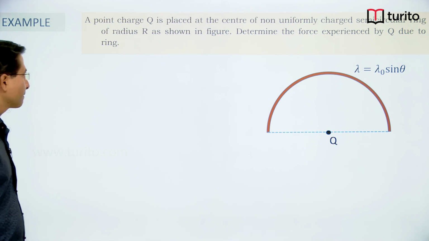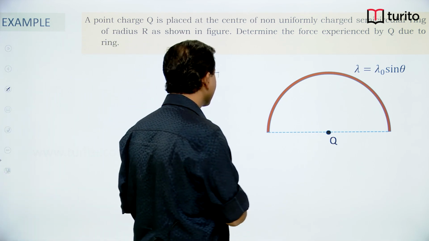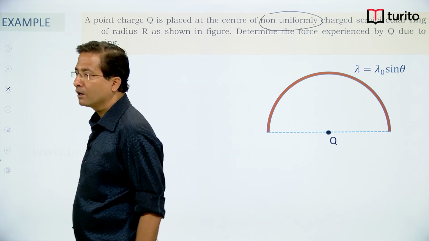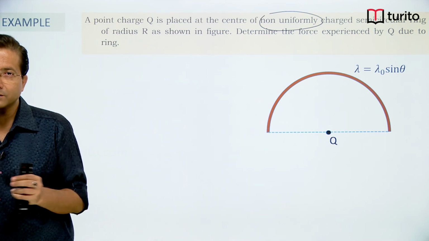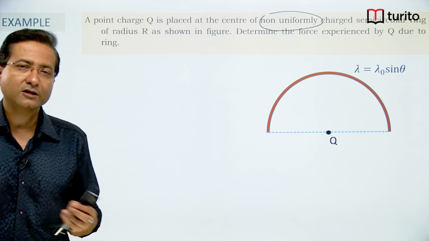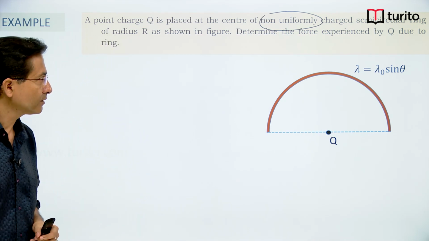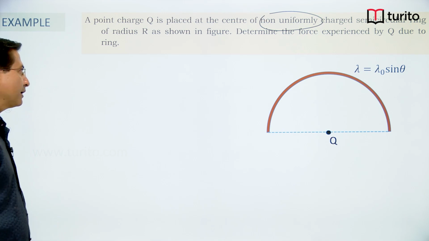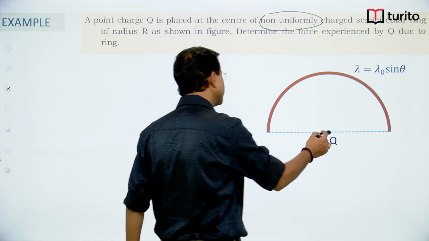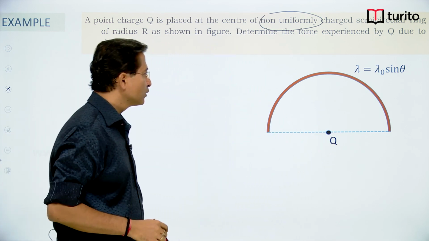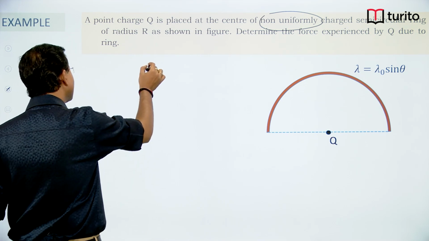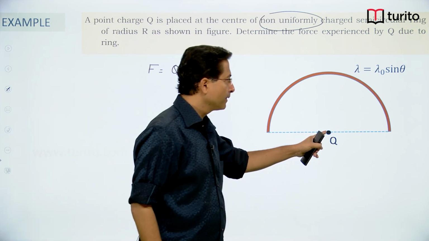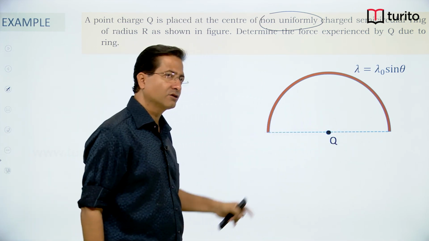Here there is a small change in the problem. Instead of distributing charge uniformly, now we are distributing charge non-uniformly. The question says: find the force experienced by this point charge. So we can use this concept: the force is equal to the charge kept times the field created by this distribution.